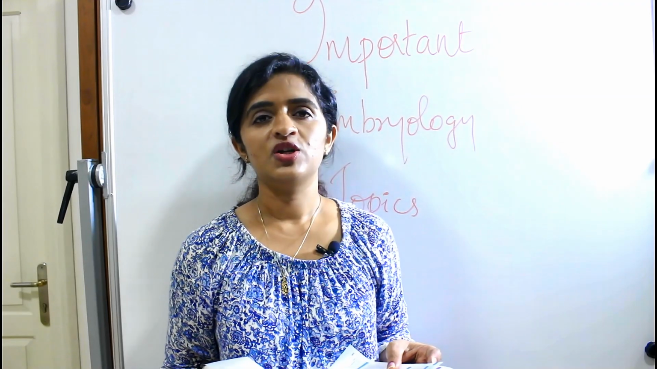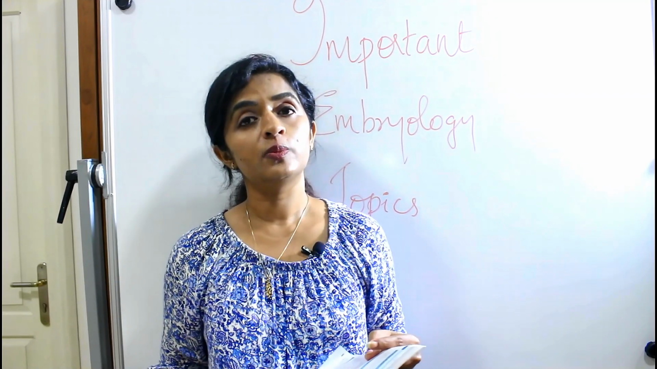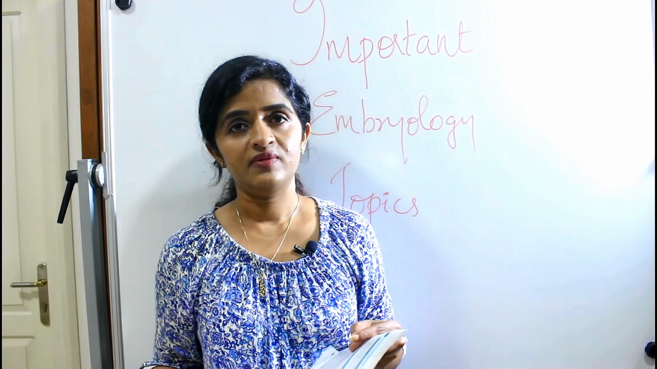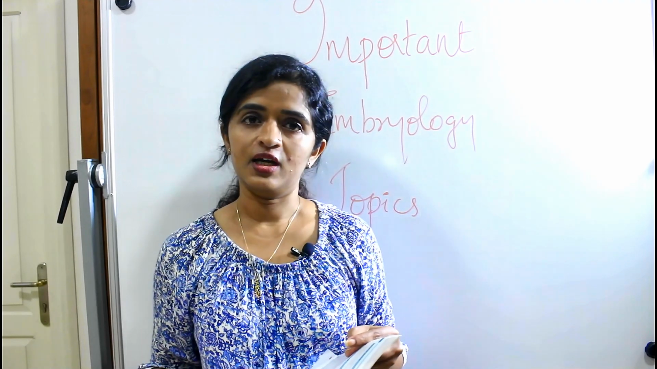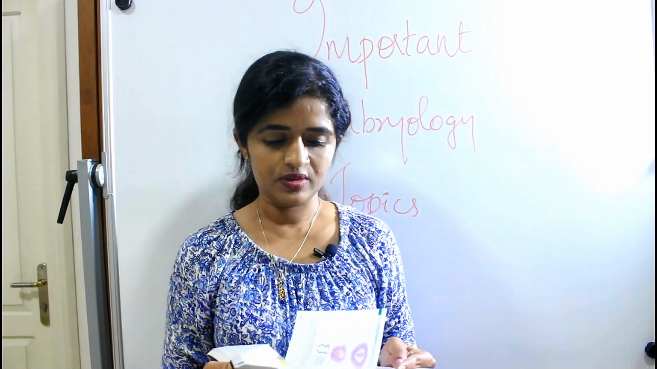So what do you mean by neurulation? The process you need to know. Then neural crest cells you need to know. Neuropores, the anterior and posterior neuropore, and the anomalies associated with it like anencephaly, spina bifida. So these are the important topics from central nervous system.